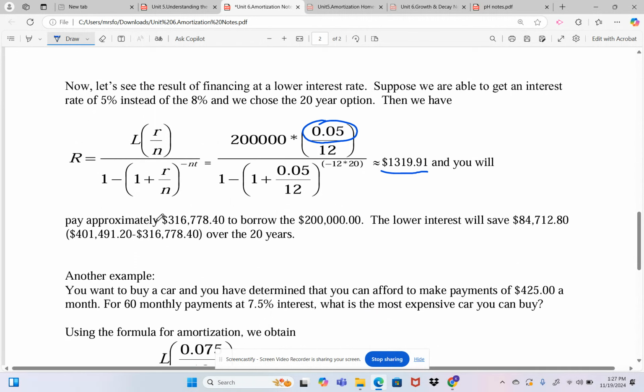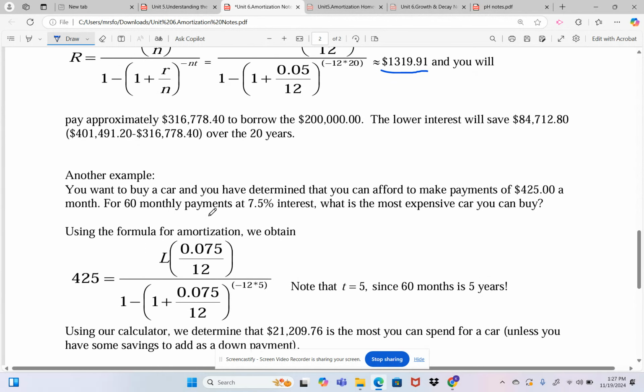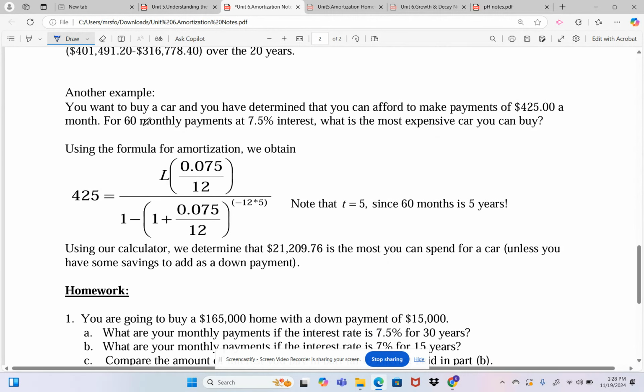So then when you multiply that times 20 and times the 12, with the lower interest rate, we paid the bank, well, no, we paid the bank $116,000 instead of the $200,000. So the lower the interest rate, the less money you're paying in interest, the less money you are basically giving away.